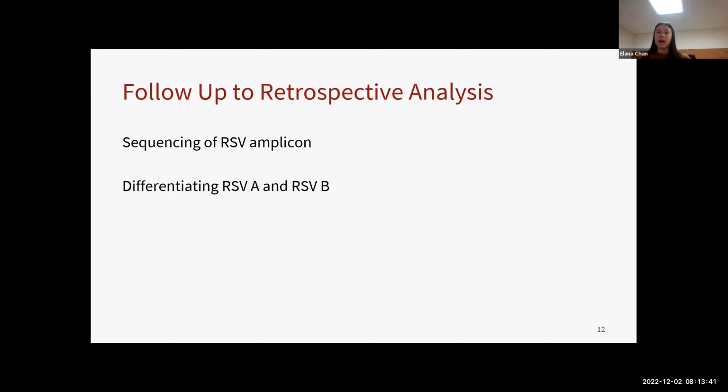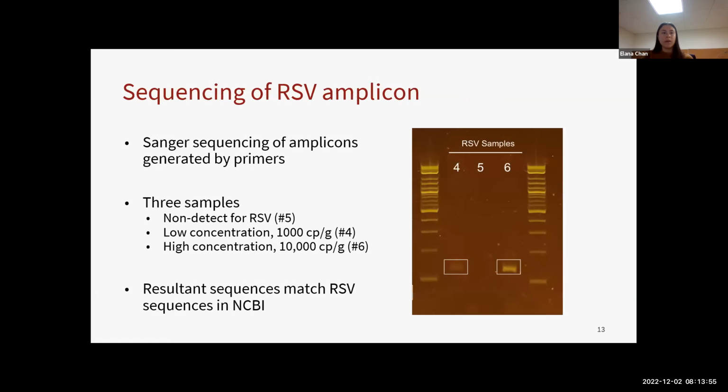So before I move on to how we're using this for the current RSV season, I'll share 2 follow-ups that were conducted to this retrospective analysis. So the first was sequencing of the RSV amplicon, and the second was differentiating RSV-A and RSV-B. So to just kind of check that we were actually amplifying our intended targets, Sanger sequencing of the amplicons generated by the primers was conducted.